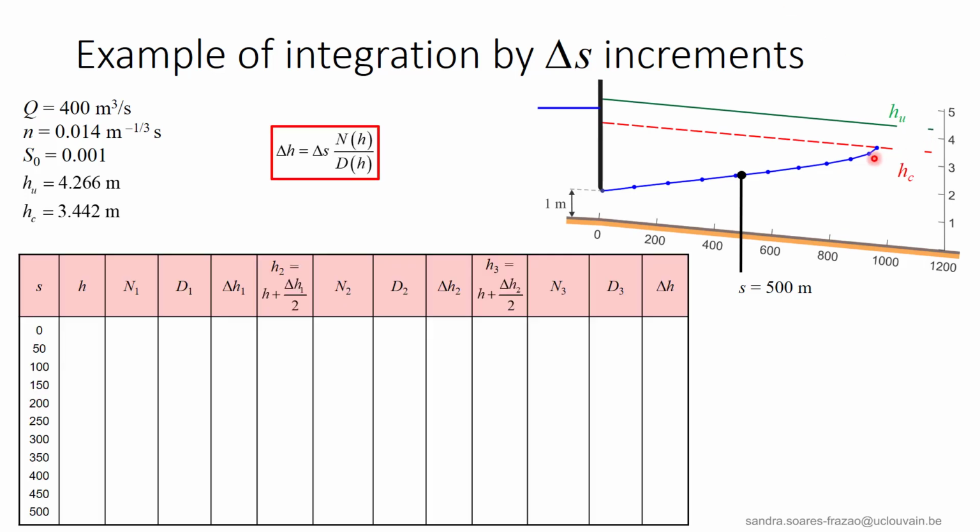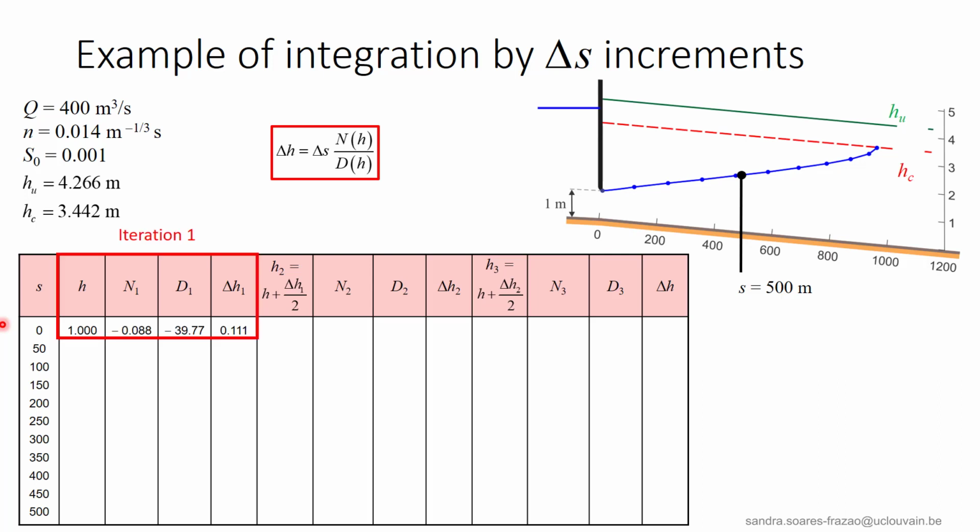But if it's not the case, like for example the end of the M3 profile, we need to use the procedure described here. So we will use the integration by increments of delta S. With 10 steps, we have a delta S of 50 meters. And we now have to fill the table using iterations at each delta S step.